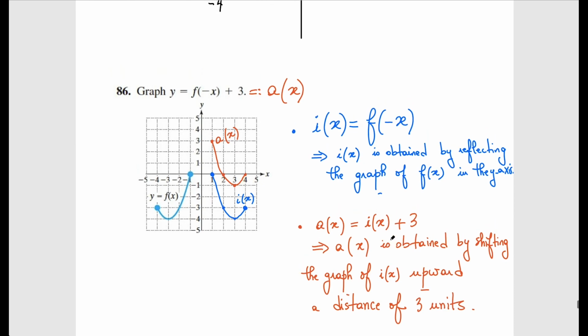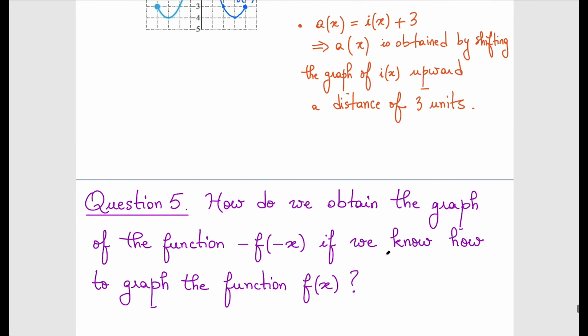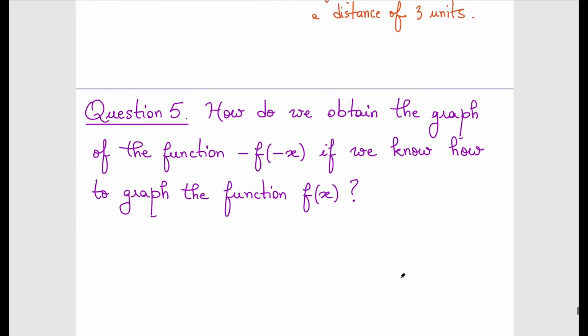One more thing. The last question, which I'm going to leave as an exercise, we'll discuss in class. It goes like this. If you know how to graph the function f of x, how do we obtain the graph of the opposite of f of the opposite of x? This is going to be left as an exercise, and we'll discuss it in class. Okay, so this ends this section.